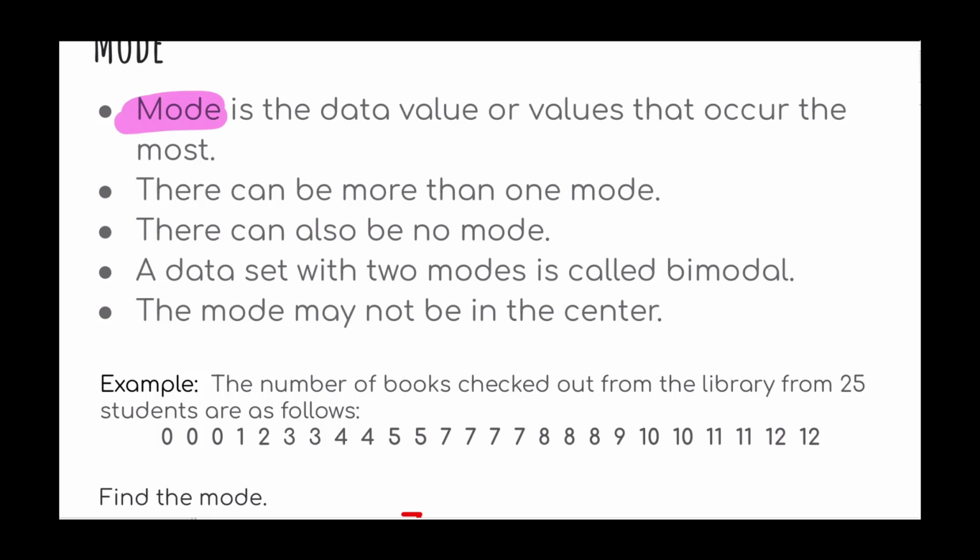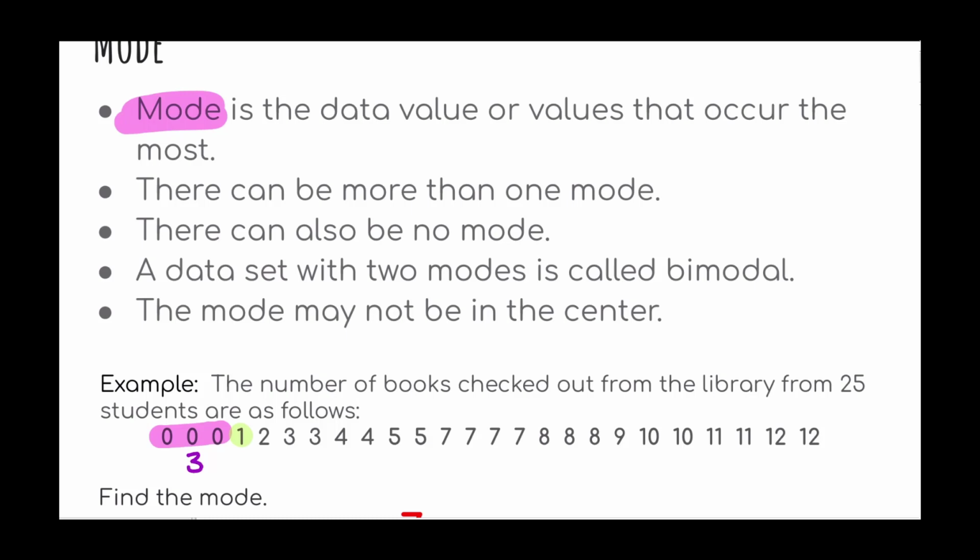So here's an example. The number of books checked out from the library from 25 students are as follows. We've got all these numbers, which I am not going to read. You can see what they are. And basically, you can just see how many times each number occurs. So I'm going to use the help of some highlighting. Okay, so there are 3 zeros. And then there's 1 one.